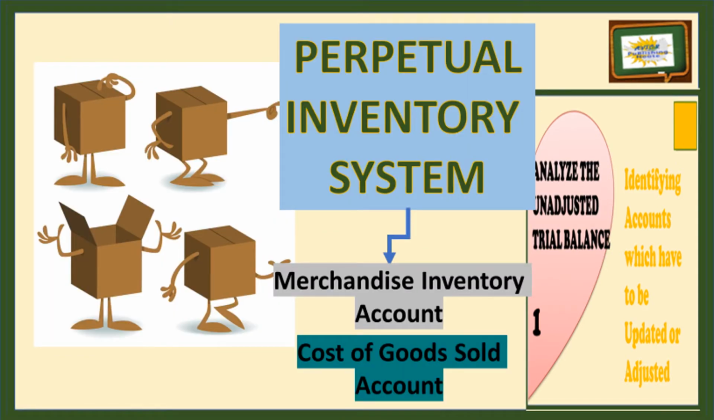Perpetual inventory system records the increase and decrease of the merchandise in the merchandise inventory account, and likewise records the cost of goods sold in every sales transaction. So in perpetual inventory system, the merchandise inventory account is being used as well as the cost of goods sold account. For purchases, merchandise inventory is debited, and for sales, cost of goods sold is debited and merchandise inventory is credited.